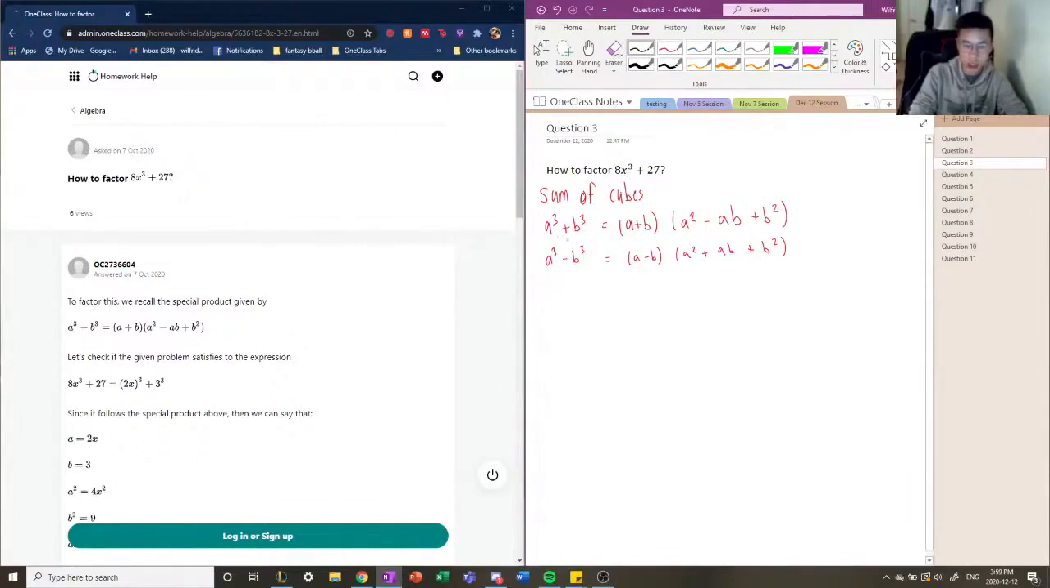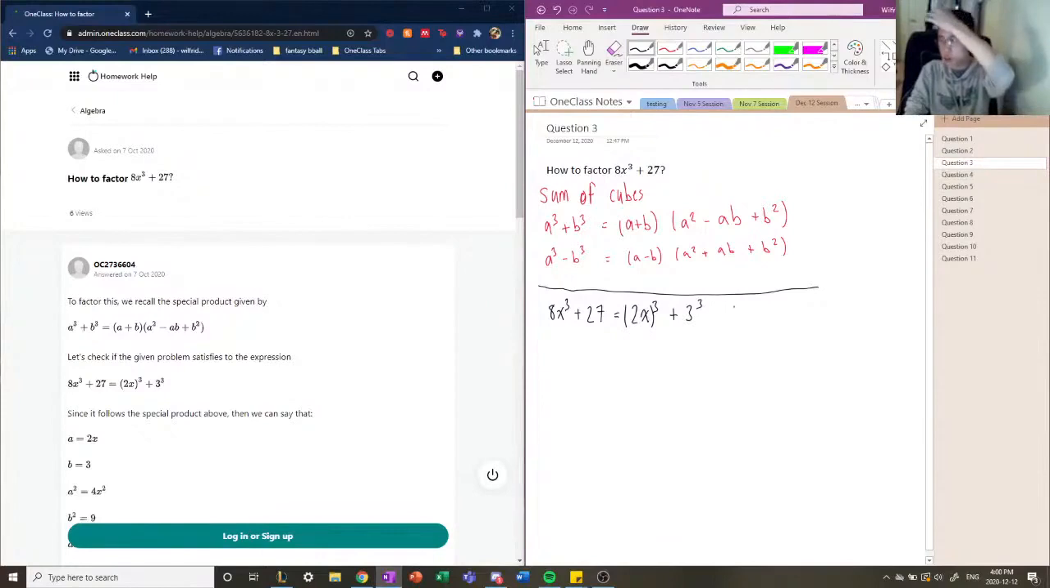So we need to write it in this kind of form. Okay, so we're kind of there already. We have x cubed, right? But how about 8 and 27? Can they be written in a cubic form? And they can. So we can write 8x cubed plus 27 as 2x cubed plus 3 cubed, okay?